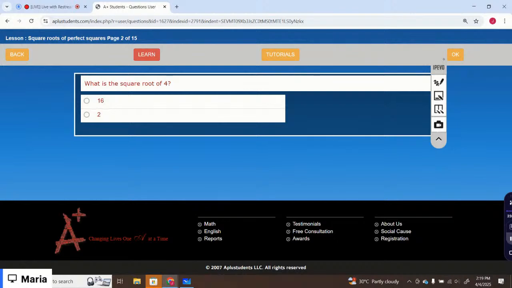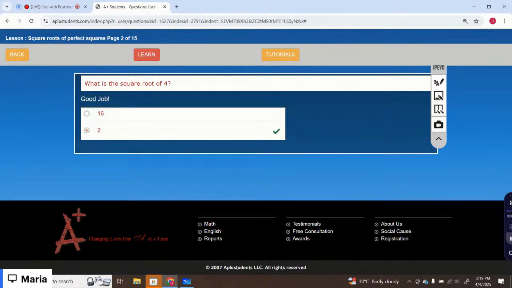That is 2 times 2 equals 4. So the square root of 4 is 2. Option number 2 is the correct option.